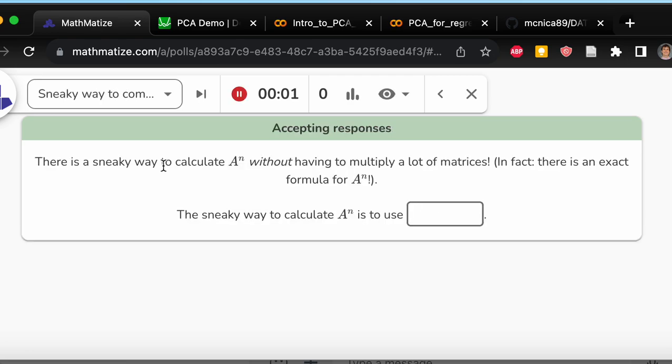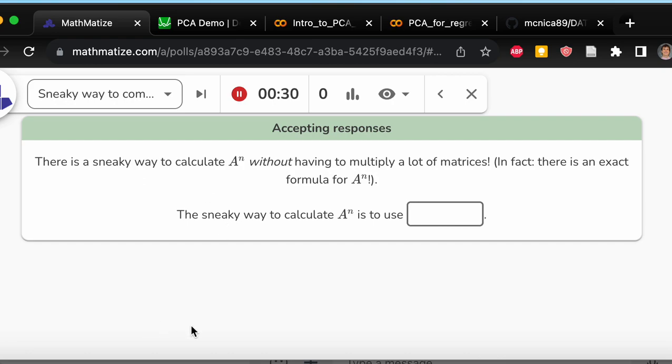So in linear algebra class, there's a sneaky way to compute A to the power 1,000 without having to multiply a lot of matrices. There's a nice exact formula for A to the power 1,000 for that matrix 0, 1, 1, 1. The sneaky way to calculate A to the n is to use blank. And if you had a great linear algebra class, you'll type it in. And if you had a medium linear algebra class, you'll say, what did I do in linear algebra class that was really painful? And you'll write down all the painful things you did.